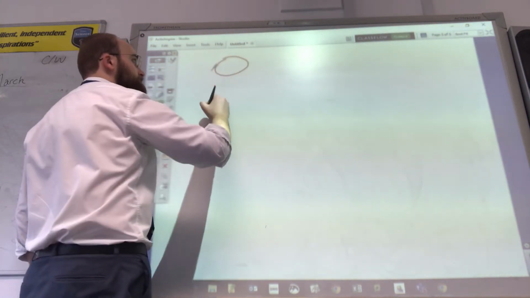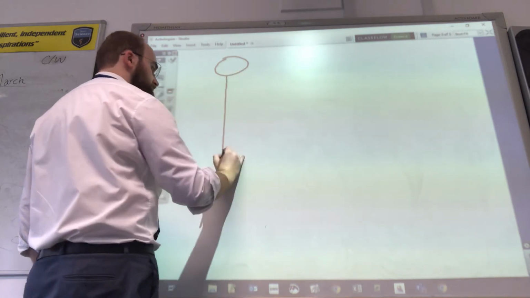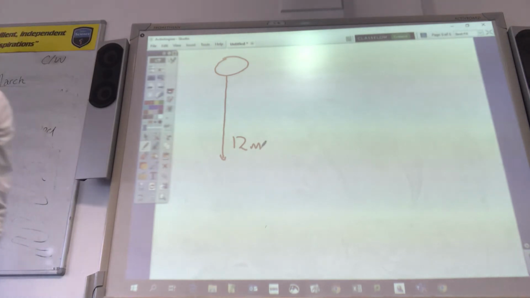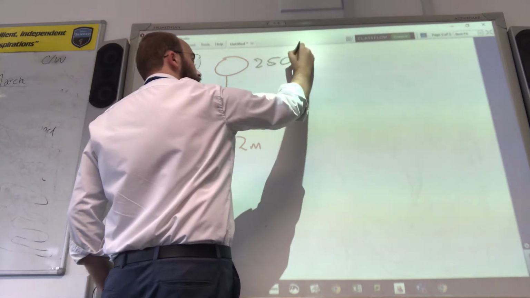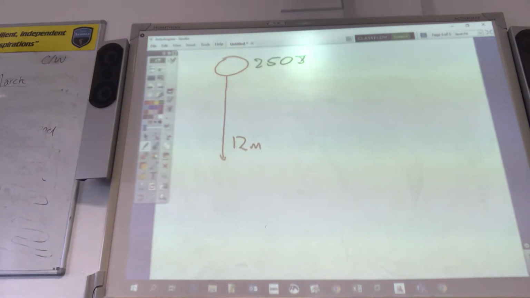This is a ball. The ball was 12 meters in the air, and it has got 250 joules of gravitational potential energy. What was the mass of the ball? No, bad example. But we'll try it anyway. Yeah, we'll try it, shall we? No, I don't think it's going to work. Well, I'll try it anyway.